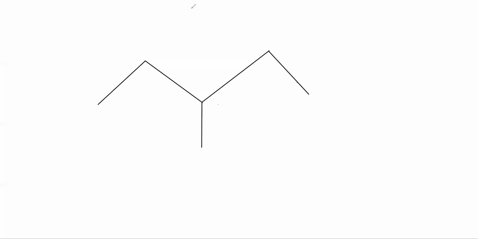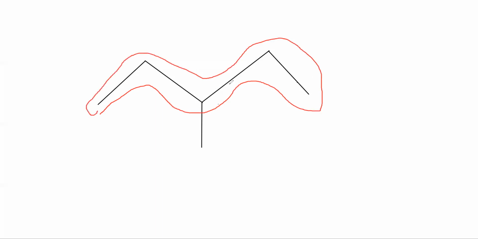Now, first what we have to do is select the longest chain. So 1, 2, 3, 4, 5. 1, 2, 3, 4. So this is the longest chain. The numbering of the longest carbon chain should start from the nearest branch. So if I number from right to left, the branch is coming at 3. If I number from left to right, the branch is also coming at 3. So it does not make a difference when both ways the branch is coming at the same position.